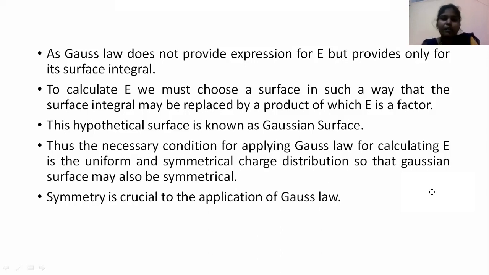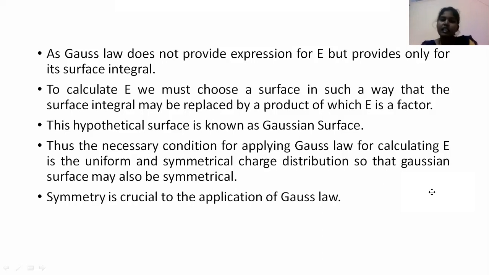So the mathematical expression itself tells phi is equal to integration E dot ds. Right? So E into the surface integral, and by solving that you get the electric field. So this hypothetical surface, whatever surface you are taking imaginarily, is an imaginary surface, of course, just to satisfy the equation phi is equal to integration E dot ds, right? So in order to find the electric field, you are considering an imaginary, hypothetical surface that is known as the Gaussian surface.